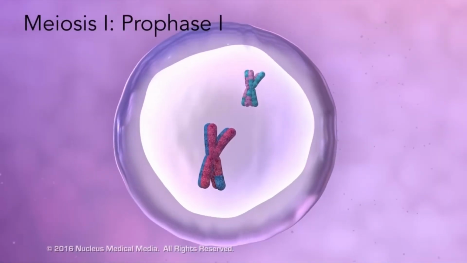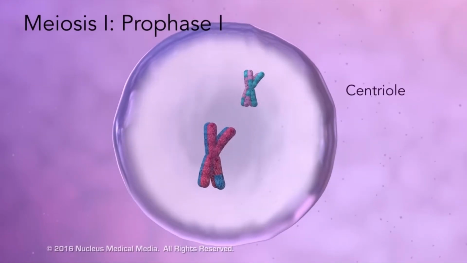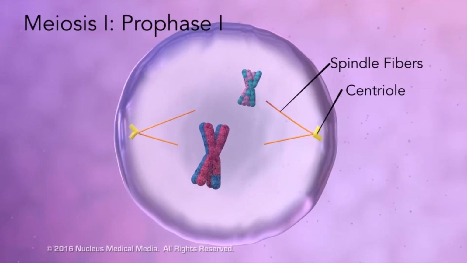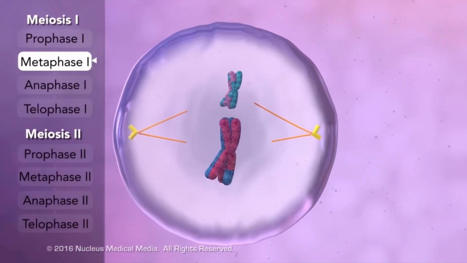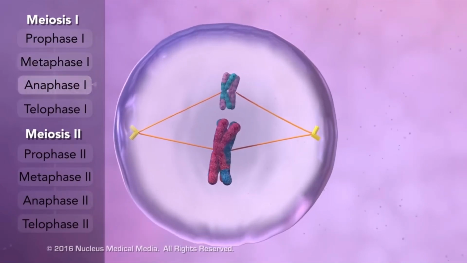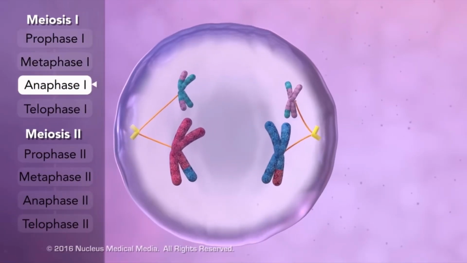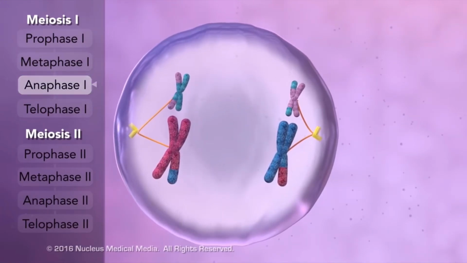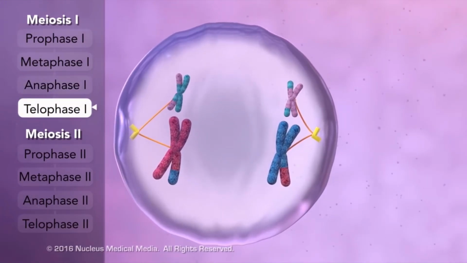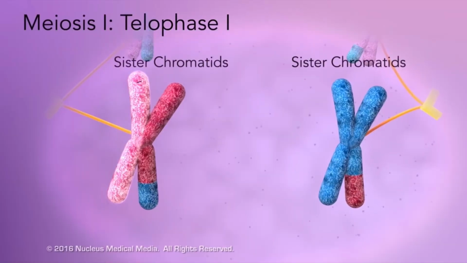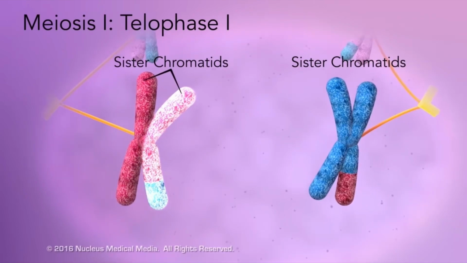Continuing on with prophase 1, the nuclear membrane disappears. The centrioles move to opposite ends of the cell, and spindle fibers fan out from them. Next, in metaphase 1, the homologous chromosomes line up at the equator and attach to spindle fibers from opposite poles. During anaphase 1, spindle fibers separate the homologous chromosomes in each tetrad and pull them to opposite poles of the cell. The cell enters telophase 1 with 1 chromosome from each homologous pair at separate poles. However, each chromosome still consists of sister chromatids.